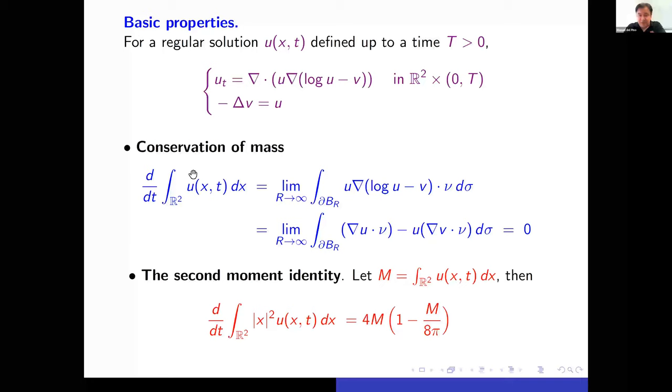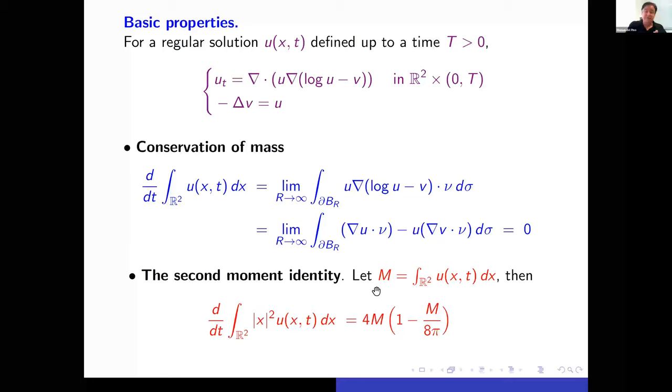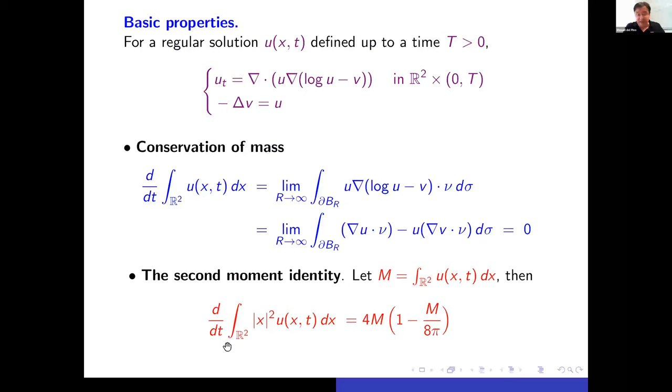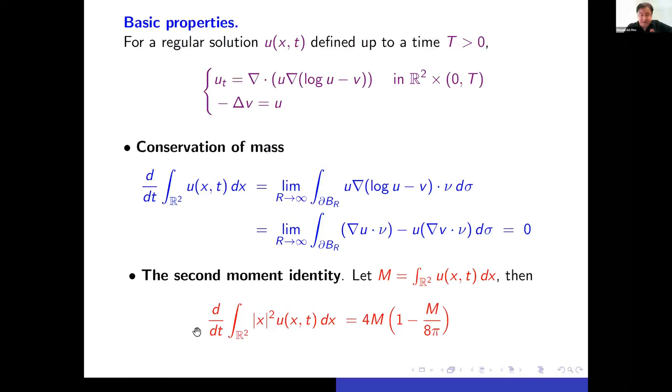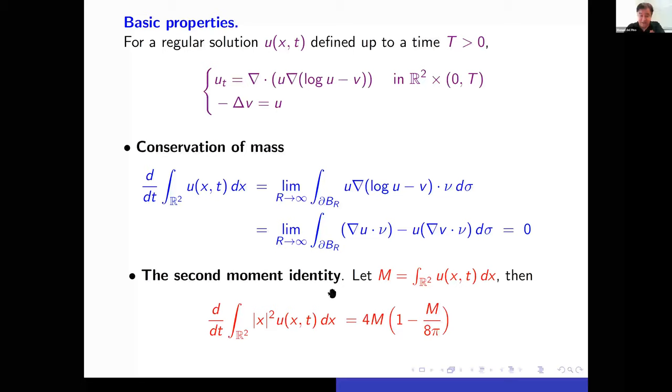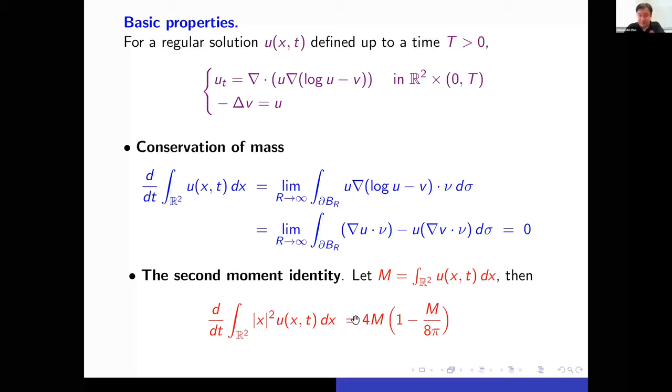for the standard heat equation. It is called the second moment identity and states, again, under sufficient regularity and sufficient decay at infinity for the solution, I mean space decay, that the rate at which the second moment of the solution, represented by this quantity, evolves is given by this constant. So it is constant, and that constant can be computed, and it is exactly this one.